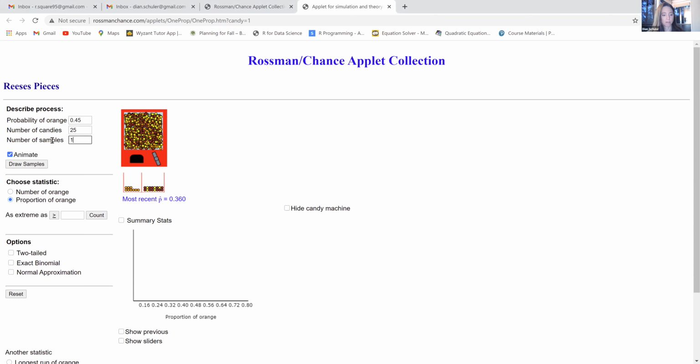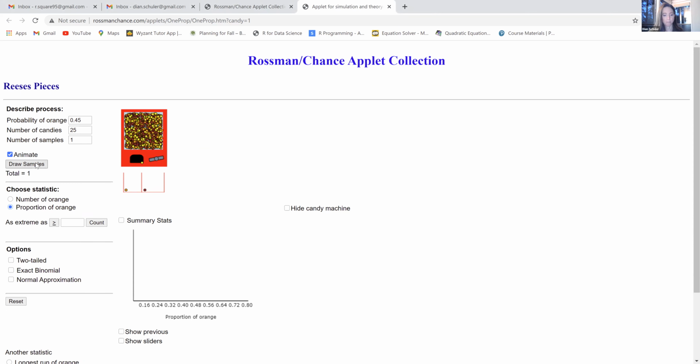And let's start with one sample. So let's draw one sample. And we got 0.28. So we got 28% orange, even though the probability in the candy machine is 0.45. And then we put a dot on this dot plot to show where we came out. So we expect on average to be at about 0.45, which is around here. This one was at 0.28.